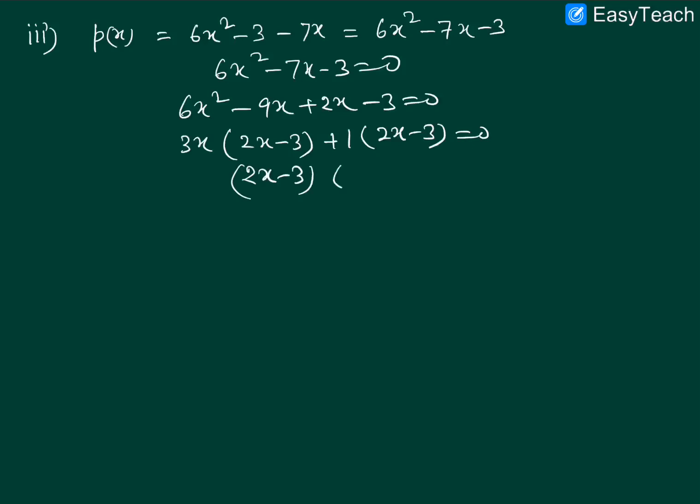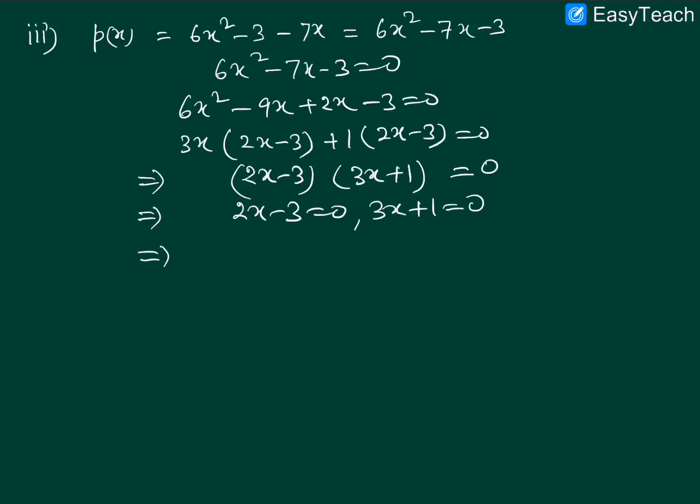Again 2x minus 3 is common. So, we will have 3x plus 1 in the other bracket is equal to 0, and this implies that 2x minus 3 is equal to 0 or 3x plus 1 is equal to 0. Thus, we have x is equal to 3 by 2 and minus 1 by 3. These are the two zeros of this polynomial.